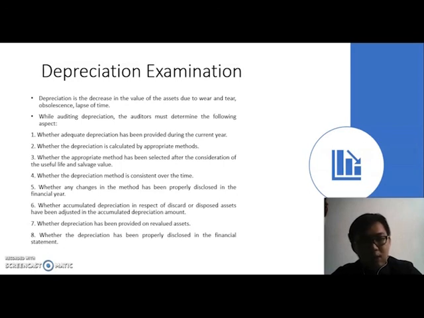The next one is whether accumulated depreciation in respect of discarded or disposed assets has been adjusted in the accumulated depreciation amount. And the next is whether depreciation has been provided on revalued assets. And the last one is whether the depreciation has been properly disclosed in the financial statement.